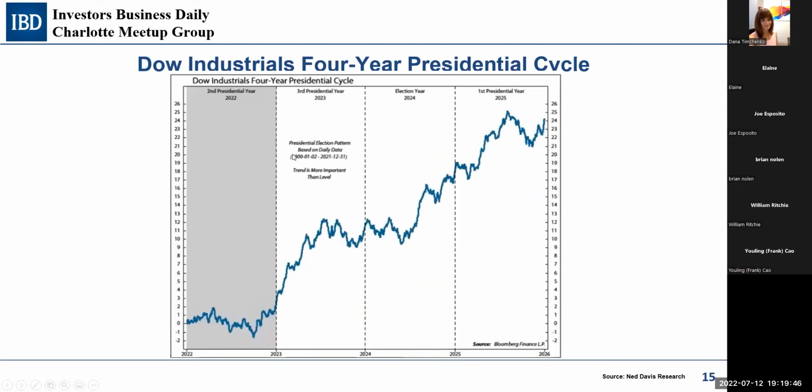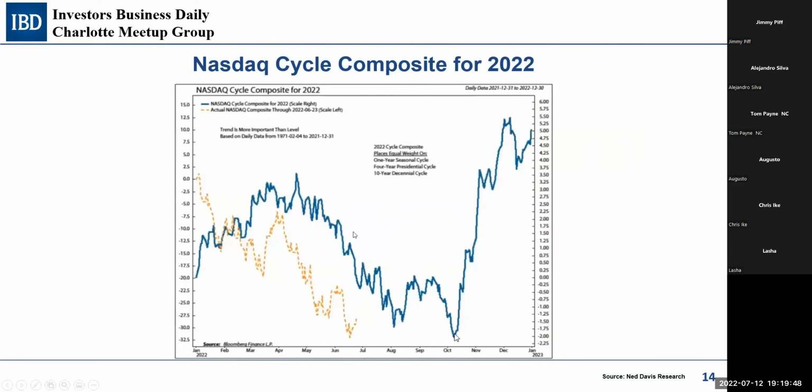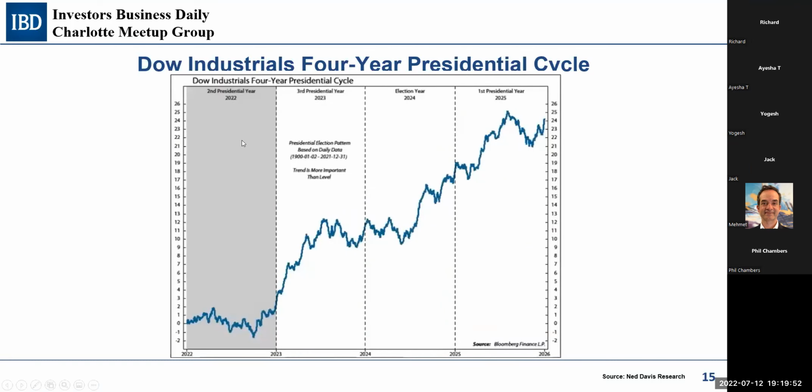Okay, and this is one of the components of the prior chart, the 4-year presidential cycle. We're in the 2nd year of the presidential cycle, which based on their analysis is typically a difficult year for the market. And you can see that bottoming action in the last quarter of the year in this look at the cycle.